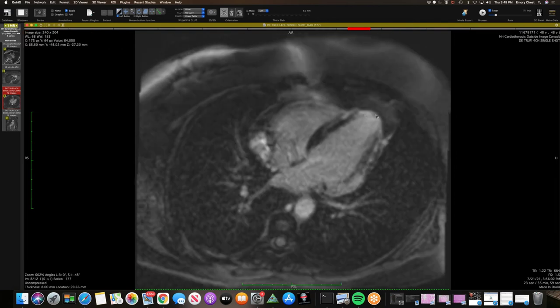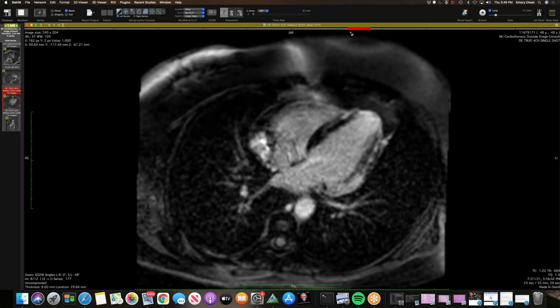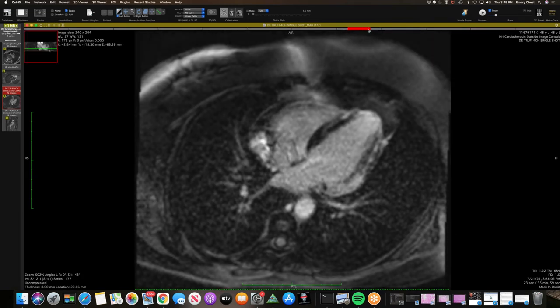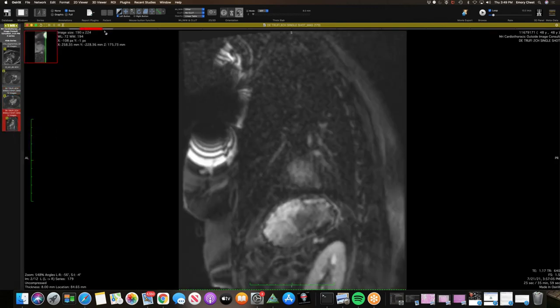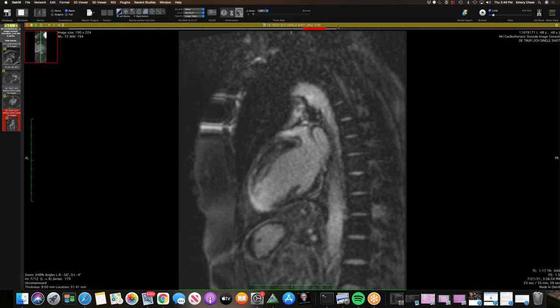There's actually an aneurysm here at the apex, as well as the lateral wall, which are transmural, and then there's some mid and epicardial enhancement, and this is just another delayed enhancement. You can see this extensive late gadolinium enhancement. So pretty consistent with Chagas disease in the appropriate setting.